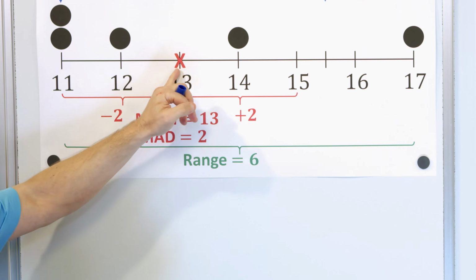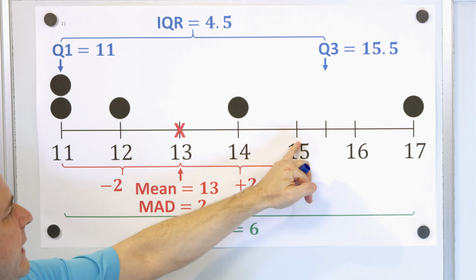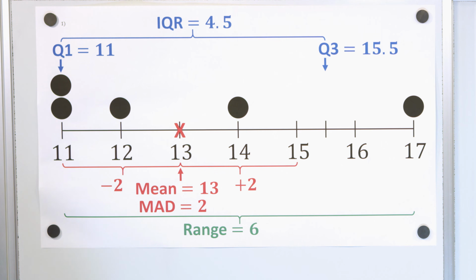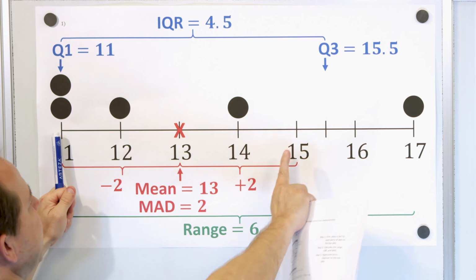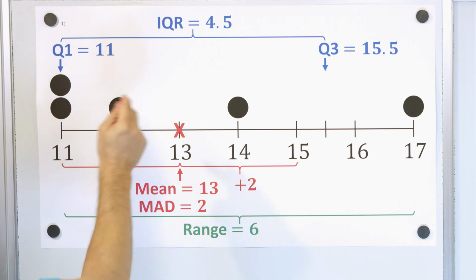So if the mean was here, a mean absolute deviation of 2 means that 2 points above the mean is 15 and 2 points below the mean is 11. That means that most of our data points will be between the range of 11 and 15, plus or minus 2 from the mean, right? And the mean is at 13.